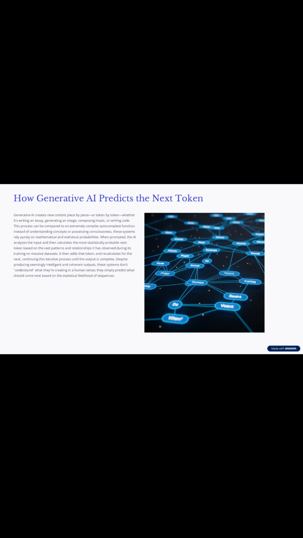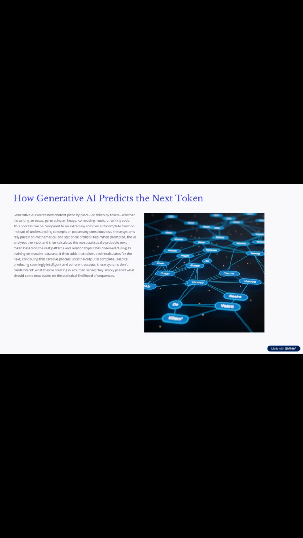How generative AI predicts the next token. Generative AI creates new content piece by piece, or token by token, whether it's writing an essay, generating an image, composing music, or writing code. This process can be compared to an extremely complex autocomplete function. Instead of understanding concepts or possessing consciousness, these systems rely purely on mathematical and statistical probabilities.